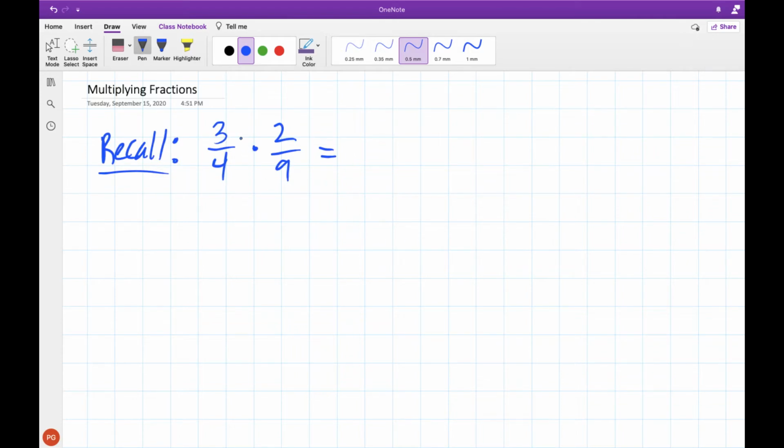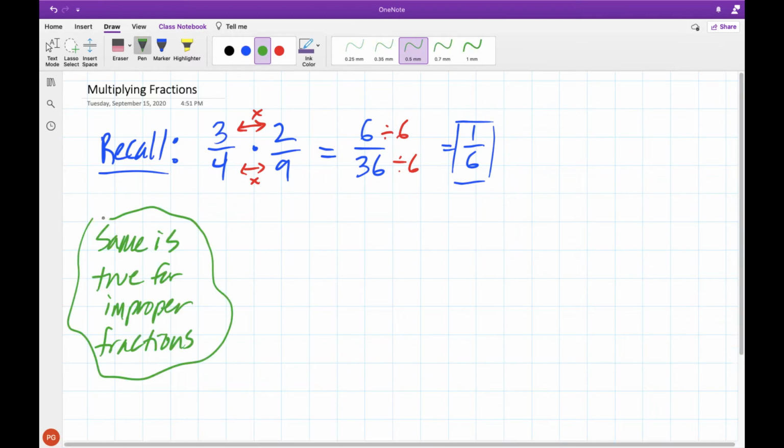So we saw examples like 3 over 4 times 2 over 9. And if you remember, the way that we would solve this, without drawing a picture of course, is we multiply the top and the bottom together. And then once we get our final answer here, we have to reduce it into simplified form. And we would get our final answer of 1 over 6. But this is only for proper fractions. What happens to other types of fractions?